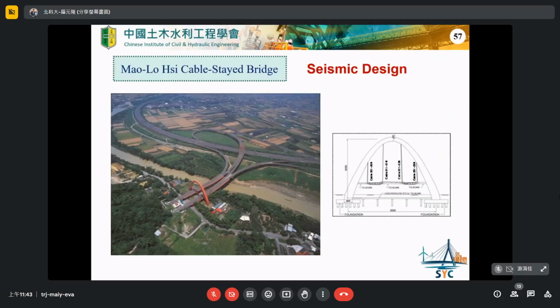Okay, this is a real bridge I designed. It's over 25 years old. Yeah, it's the Mount Alishan Zhejiang Bridge. This is for the Highway Bureau, and all the steel bridges were.